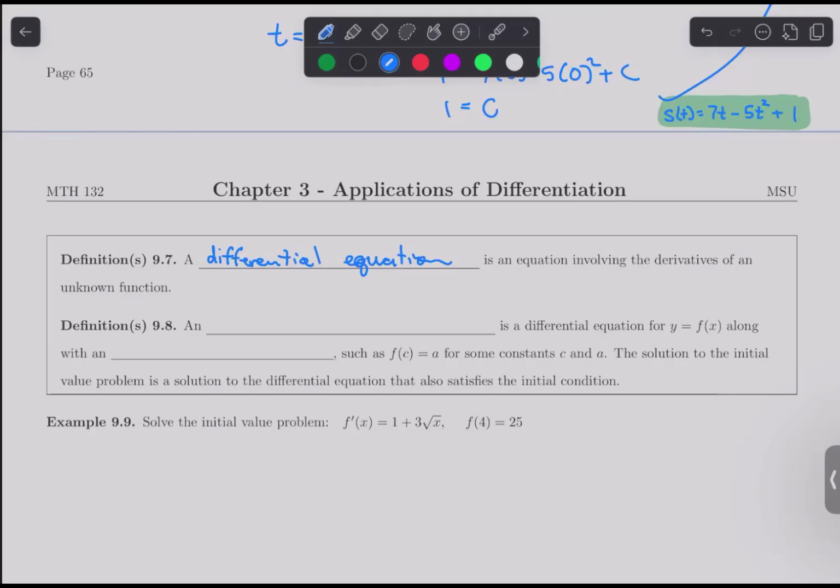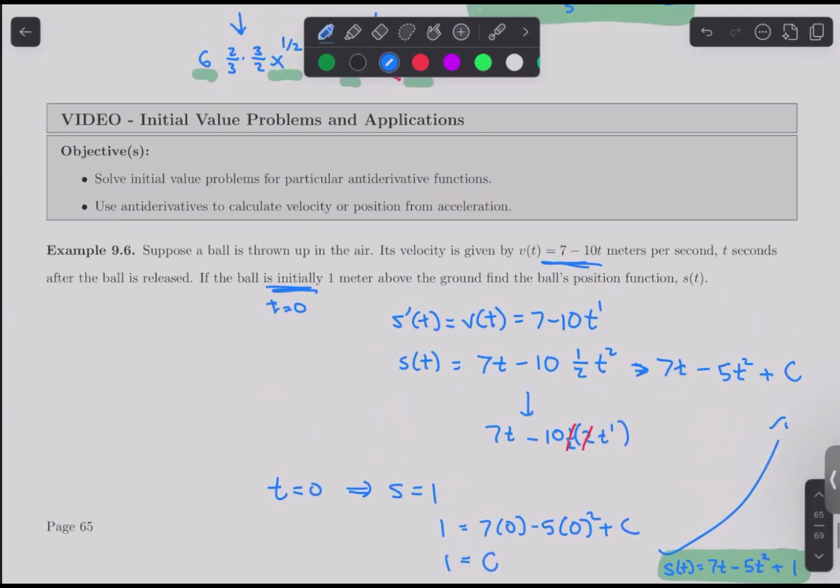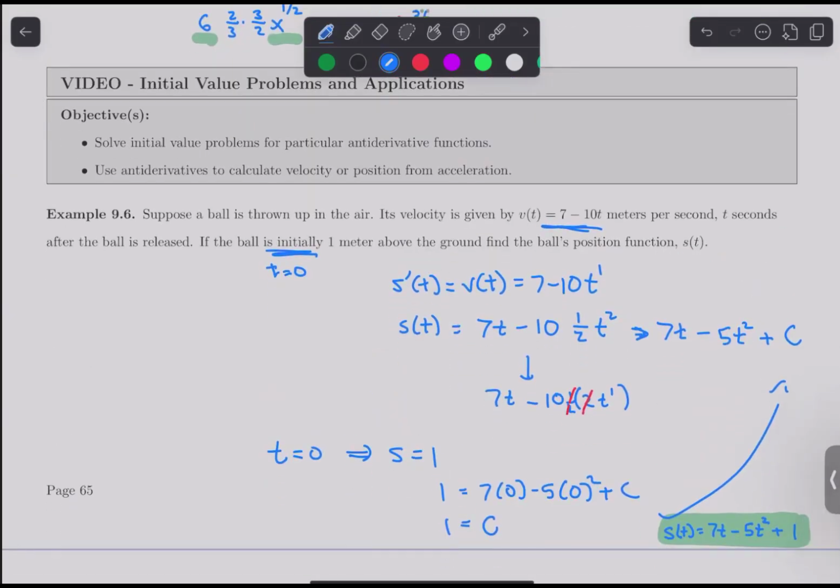And then an initial value problem is a differential equation for y equals f of x along with some initial condition, such as f of c equals a for some constants c and a. And then the solution to the initial value problem is the solution to the differential equation that also satisfies the initial condition.